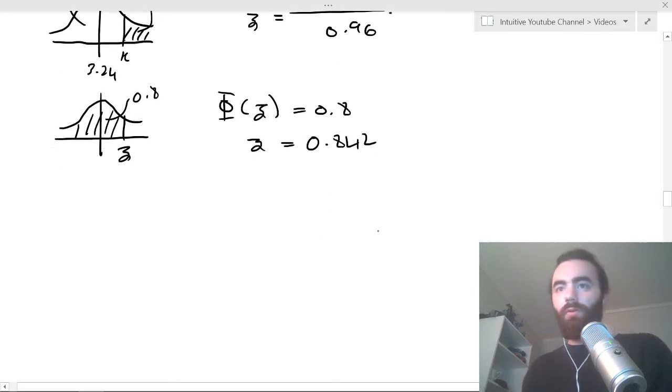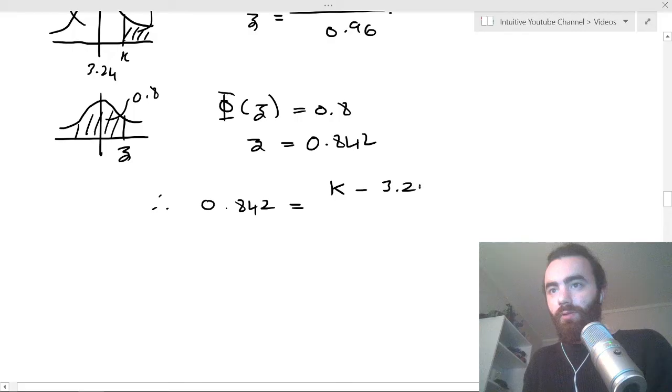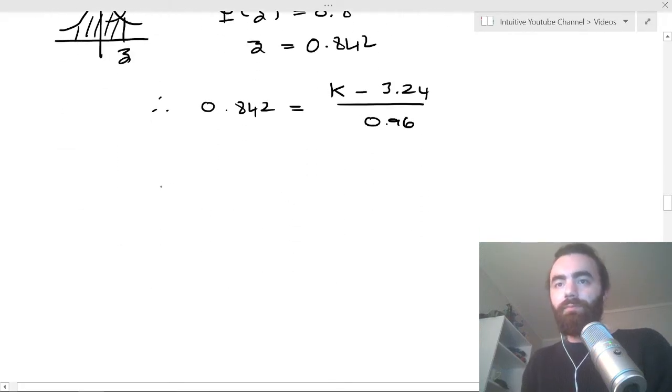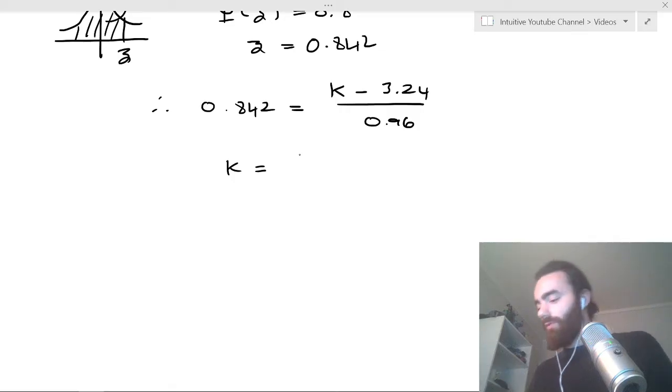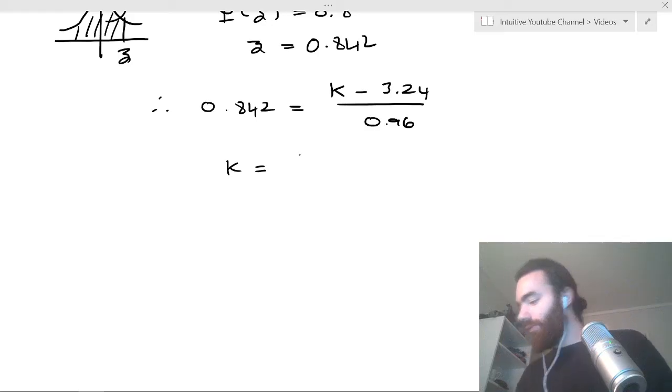Okay, so now we can find the k value. So therefore we have 0.842 equals k minus 3.24 divided by 0.96. So k equals 0.842 times 0.96 plus 3.24. So we get 4.05.